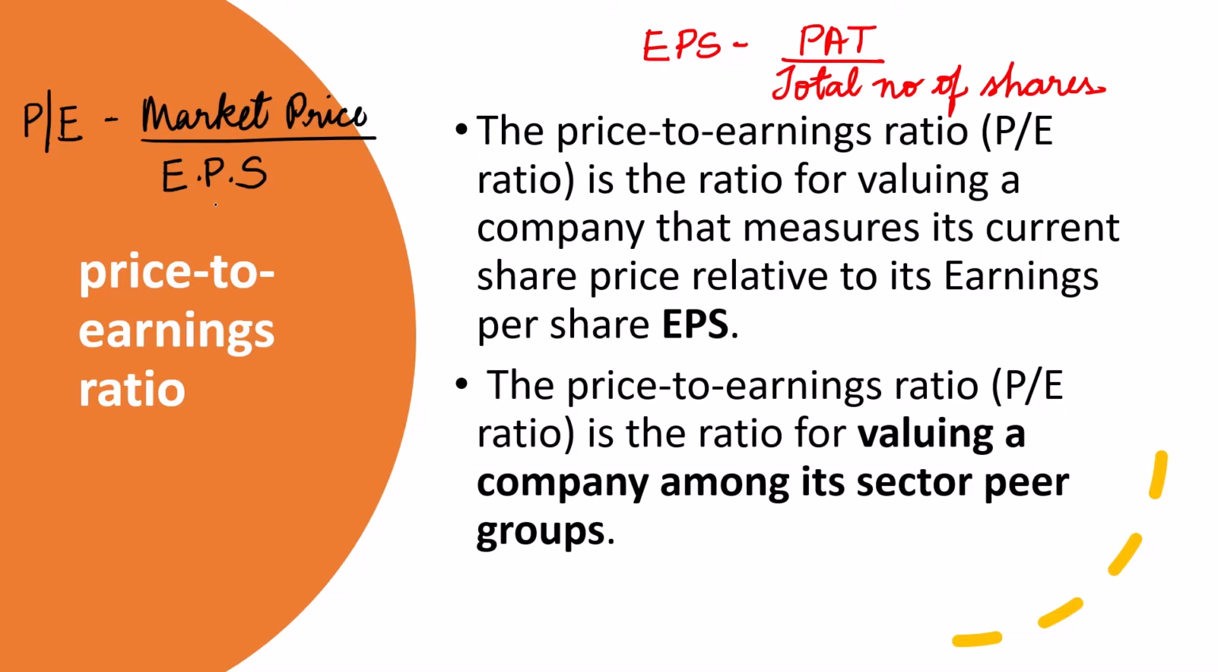Now let us understand what is PE ratio. PE ratio stands for price to earnings ratio. PE ratio is used for valuing a company. It measures its current share price relative to its earnings per share. So PE ratio is nothing but market price of that company divided by earnings per share. As you all know, earnings per share is PAT, profit after tax, divided by total number of shares.